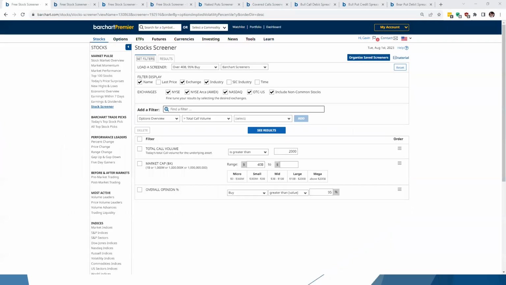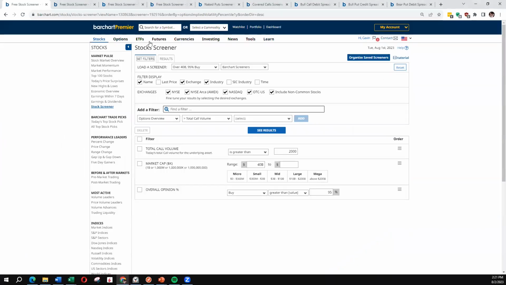So first things first, what we want to do is go over to barchart.com and come to our stock screener. Before we start looking for option trades, we want to start looking for underlying stocks that might be appropriate for a particular option trade, and then we can start using some of the option screeners to drill further down. So I've got a couple of screeners that I'm going to walk you through.